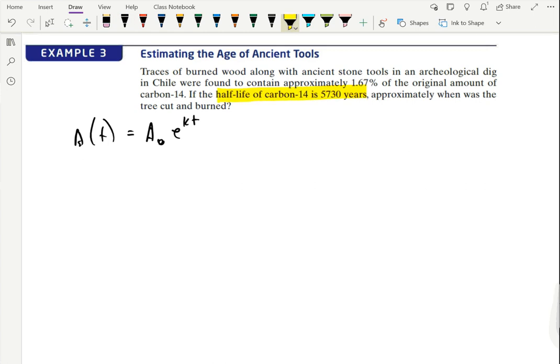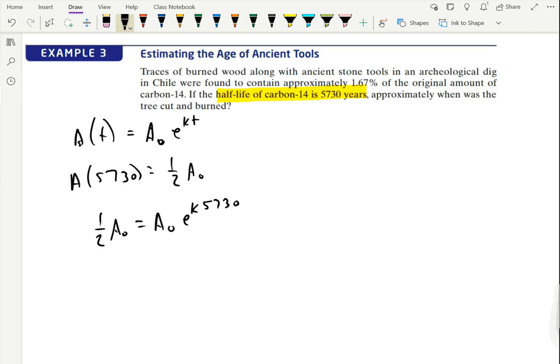So half of the initial material is there after 5,730 years. So A of 5,730 is half of A sub 0, half of our initial value. So when our time is 5730, our value goes to half of our initial amount. So we can go ahead and do a substitution here. A of 5730 is 1/2 A sub 0, but that's equal to this formula when T is 5730.